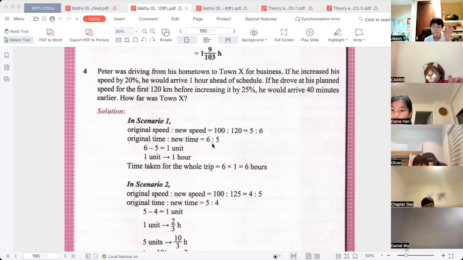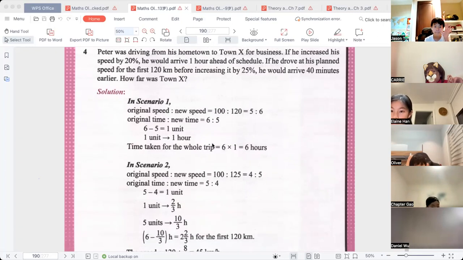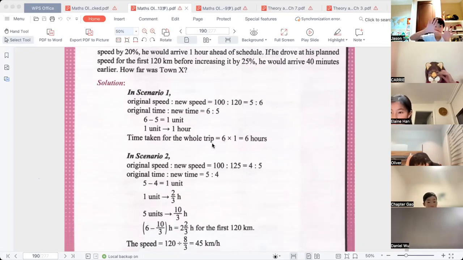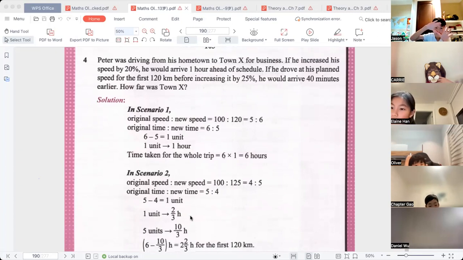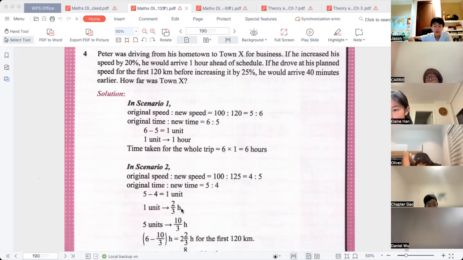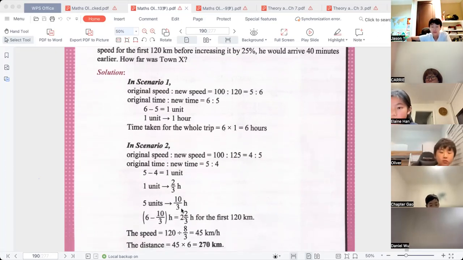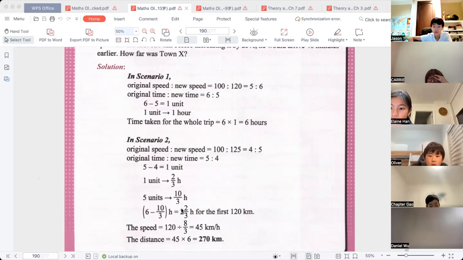Elaine, if the distance is not the same, then you cannot use this formula. Get it? Okay. Because they're using 5 to 4, you know there's 1 unit difference, right? But this unit actually equals what? 40 minutes, which is also 2 over 3 hours. So the 5 units will be 10 over 3, and the 4 units, of course, will be 8 over 3.